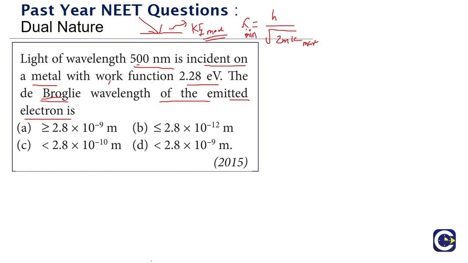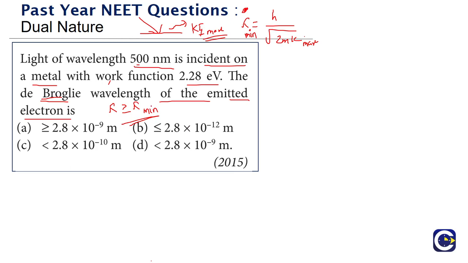The lambda minimum. The electrons emitted will have this much kinetic energy or a lesser value, which means they will have this much wavelength or a higher value of wavelength, because when kinetic energy is lesser, lambda will be more. So always we will have a relation like: lambda is more than or equal to some value, that is our lambda minimum. How will lambda minimum come? It will come from this formula.